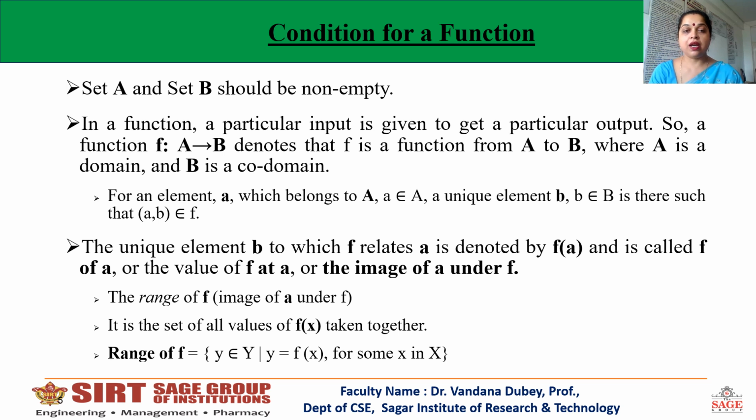Then, as we are mapping from set A to set B, the elements of A are called the domain and the elements of B are called the codomain. Then there are a few elements in B which are being mapped with the elements of A. Those elements which are mapped will make the range of the function.